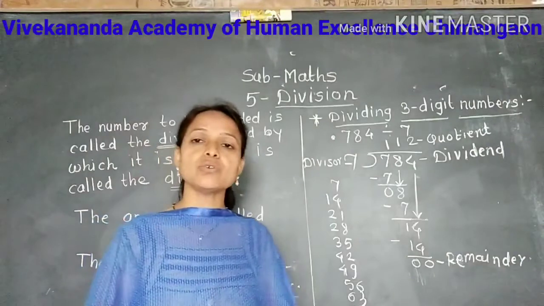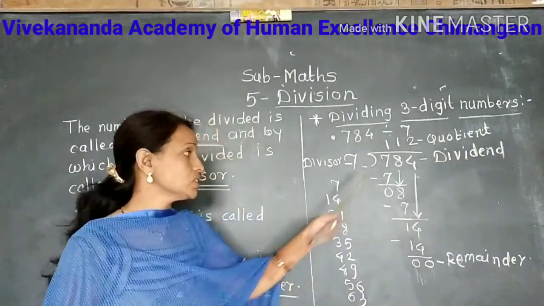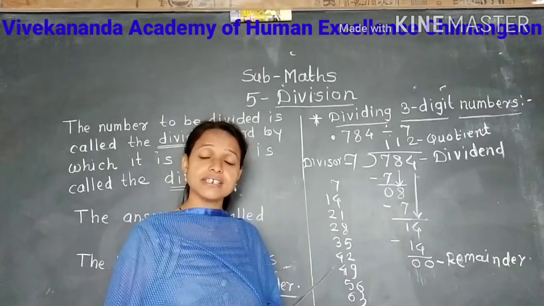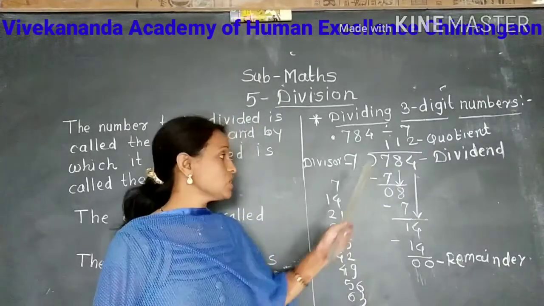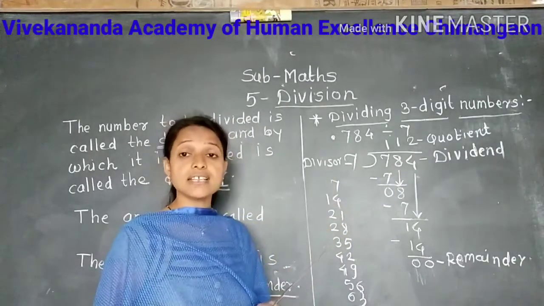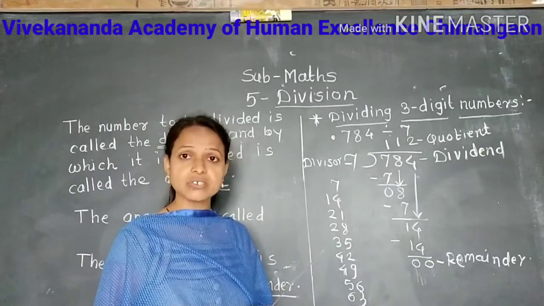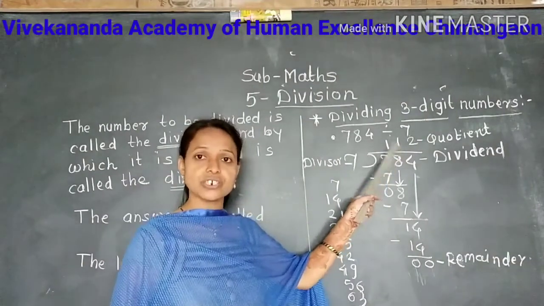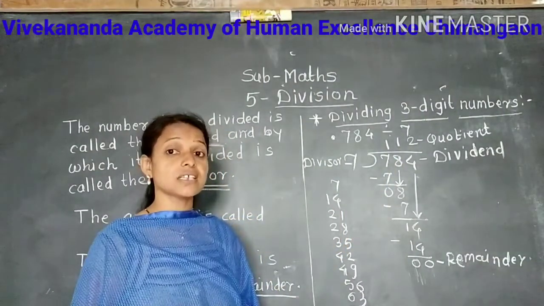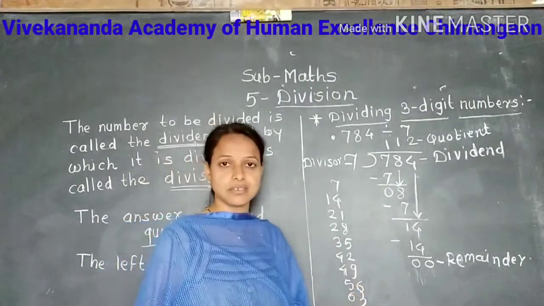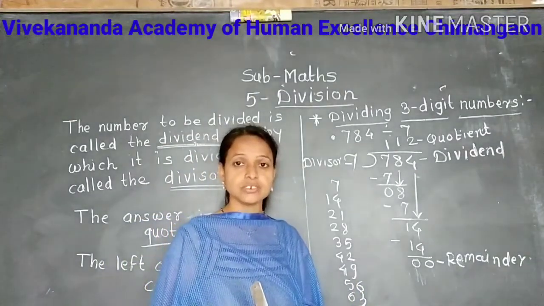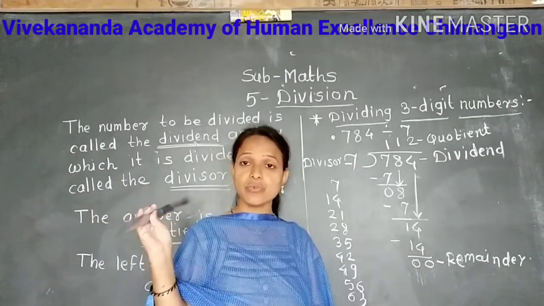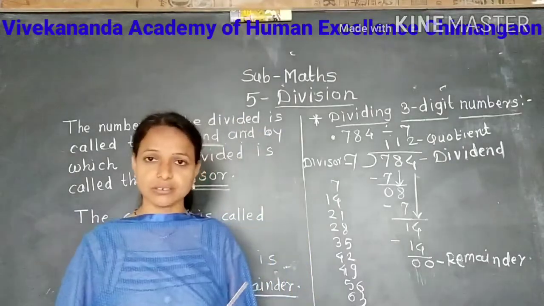Understood? The number to be divided is called the dividend, so 784 is the dividend. The number by which it is divided is called the divisor, so 7 is the divisor. The answer of division is called the quotient. 112 is the answer, so 112 is the quotient. And the leftover number is called the remainder. So 0 is the remainder. So, understood everyone how to solve and how to find the quotient and remainder.